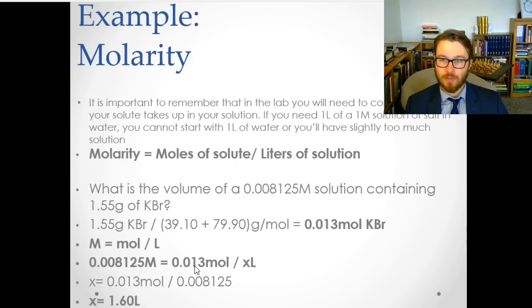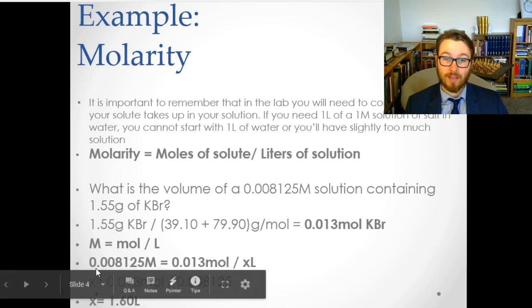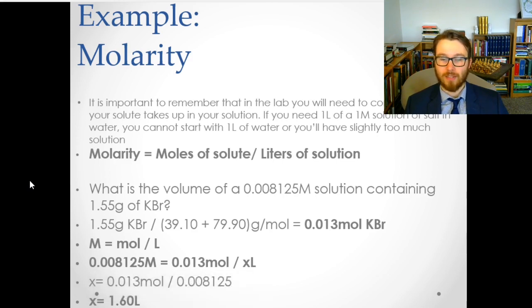0.008125 equals 0.013 divided by x. Now you can rearrange the equation to solve for x. What you do, you multiply both sides by x, right? And then you divide both sides by 0.008125. It's cross multiply and divide, that sort of thing.